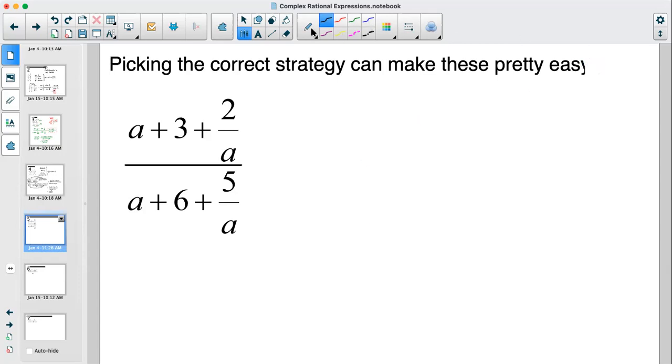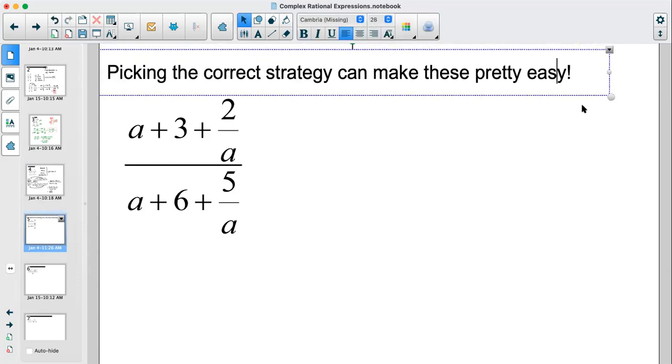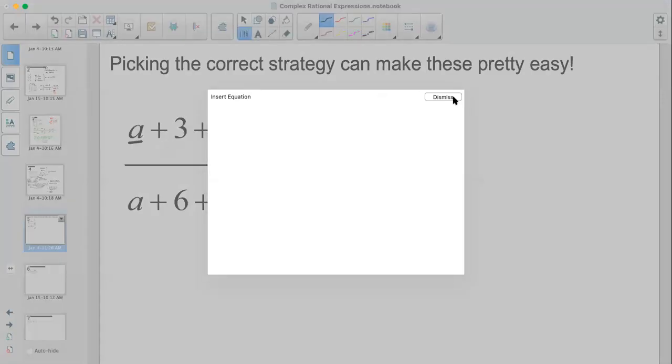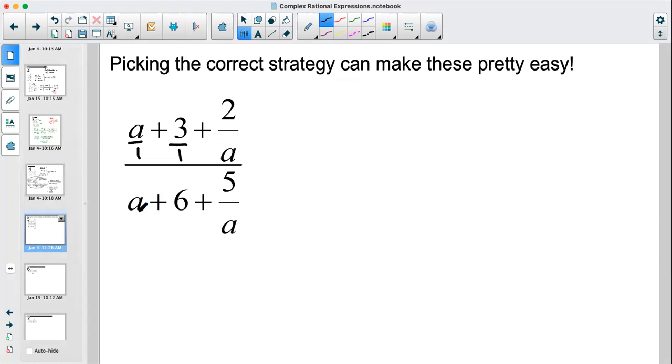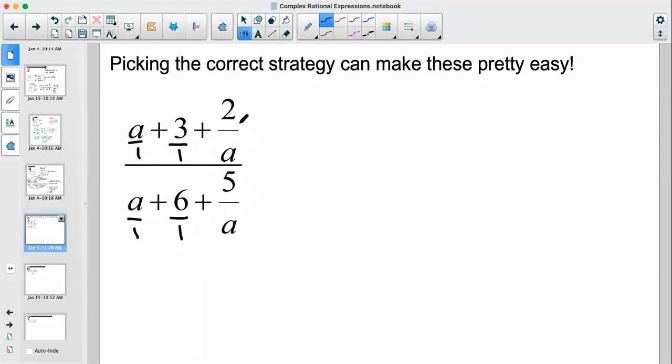So this picking the correct strategy note is like whether you wanted to pick number 1 or number 2. I don't know why anybody would ever not pick the second one for this one. For all these ones that have no denominators, the denominators are 1. So really the LCD of the top here is A, because A is the only denominator. And the LCD on the bottom is also A, because A is the only denominator. So I'm going to multiply the top and bottom by A.